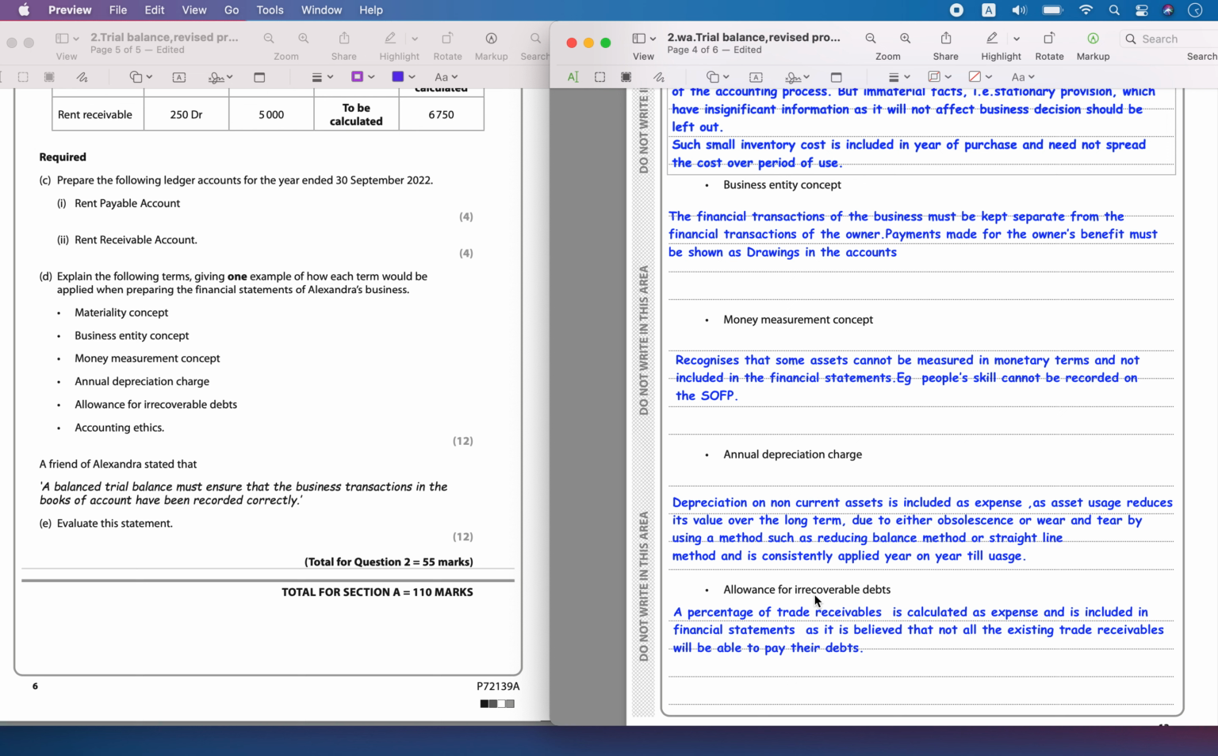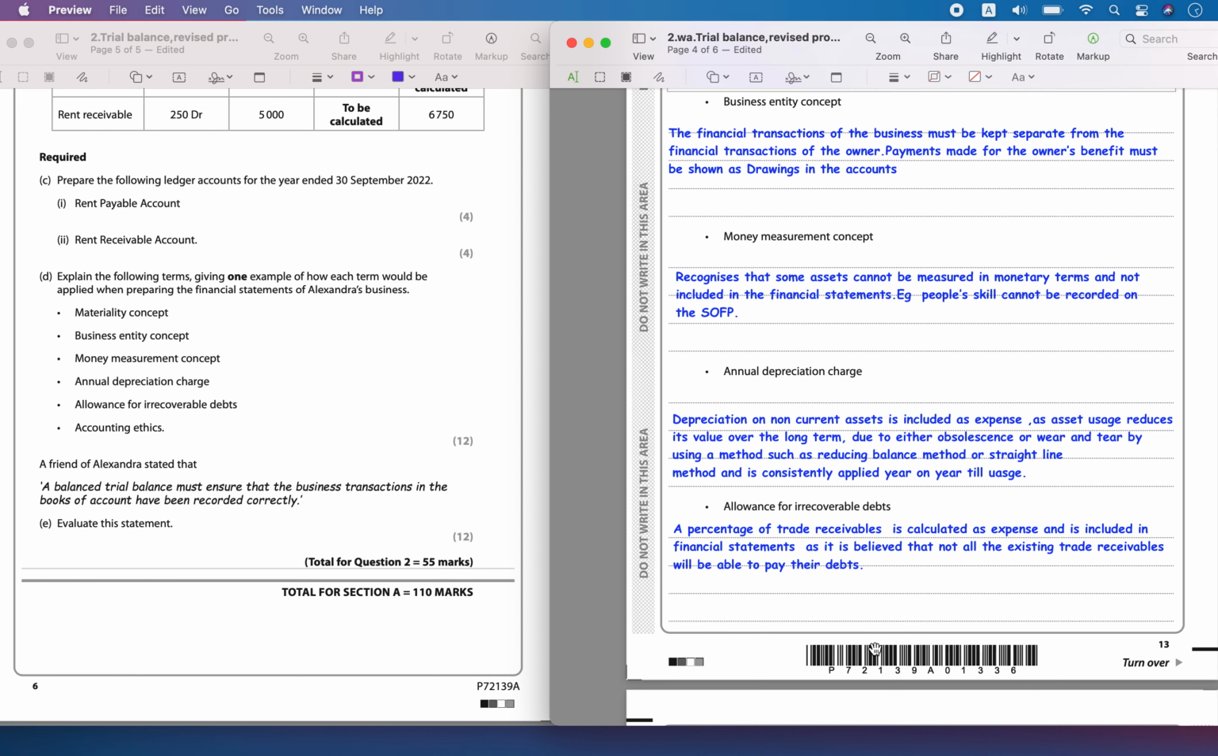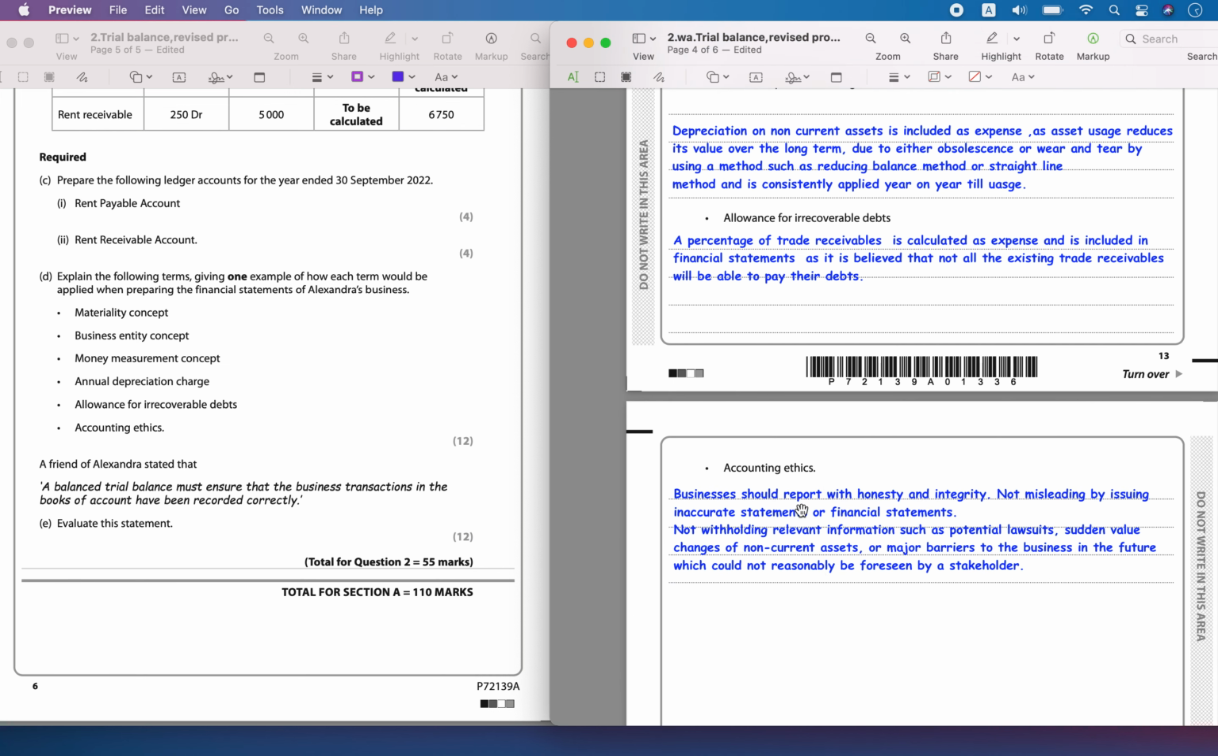Then you will have to use allowance for irrecoverable debt. It states that you can include a percentage of trade receivables as an expense. Imagine that the business is not going to receive all the trade receivables in the year, so you create a provision for irrecoverable debt, and that could be included as an expense in the financial statements.